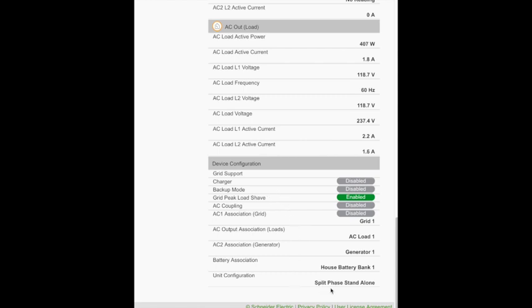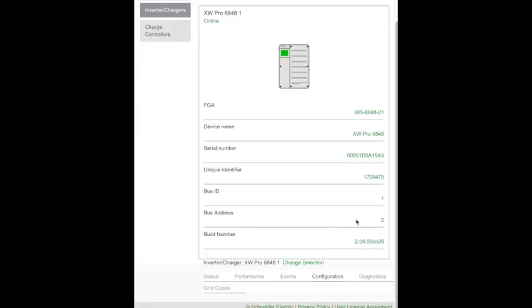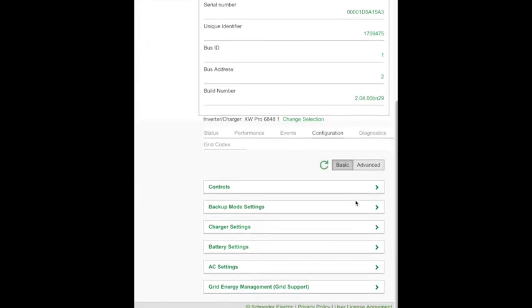All I'm running is a split phase standalone system right now because I'm only running one of my inverters. I will have three XW Pros hooked up and three 100-600 charge controllers.